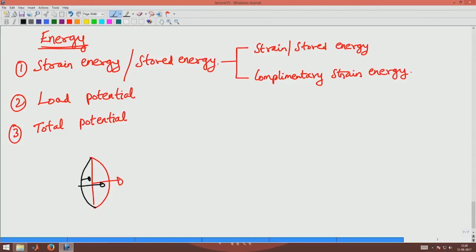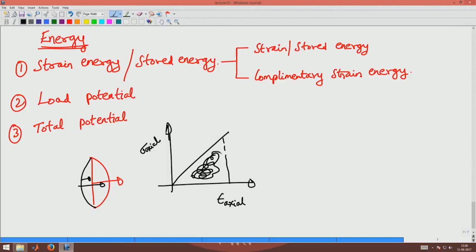Now, how do you compute strain energy? Let us look at the uniaxial case. To compute the strain energy for the uniaxial case, I have sigma versus epsilon, axial stress versus axial strain. Say I have a straight line like this, which is typical of a material which is linearly elastic. Now, I have two options. I can compute the area under this curve, that is called the strain energy, or stored energy, or I can compute the complement of it, which is this area.